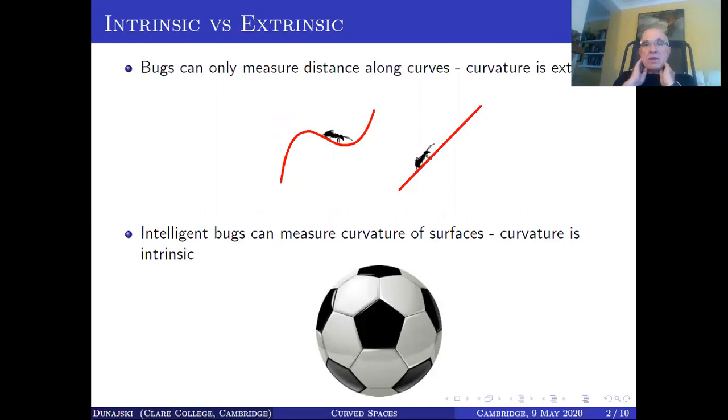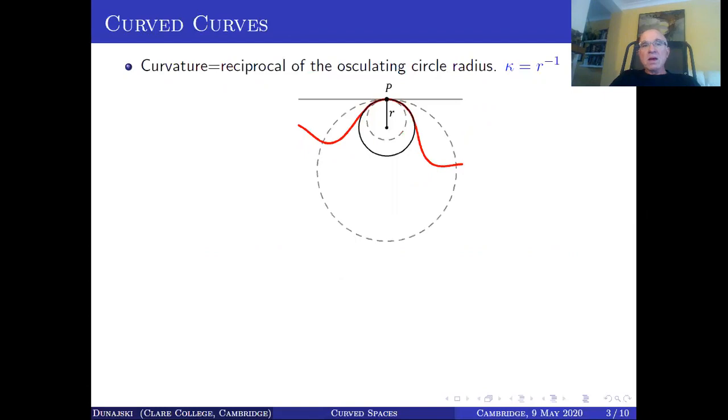Turns out that the situation changes for the bugs living on the surface of a sphere. There, the curvature is intrinsic to the sphere, and if the bugs know what they are doing, they could tell their universe apart from, let's say, a plane. So I want to first explain these two concepts of extrinsic and intrinsic curvature to you. Let's start off with curves.